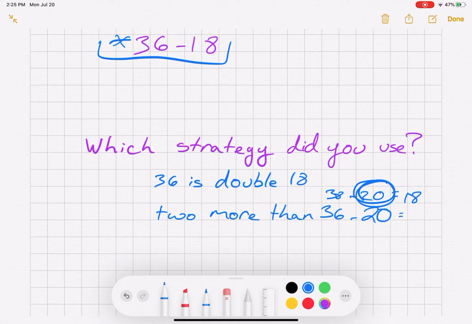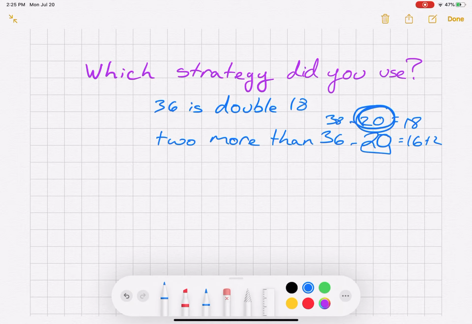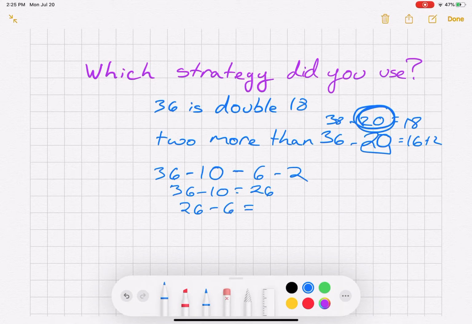Or I could have gone 16 plus 2, and put the 2 back in, because I've added 2 to here, so I've taken 2 extras away. There is also this. I can have 36, and then break 18 down into minus 10 first, then minus 6, and then minus 2. So 36 minus 10 equals 26. 26 minus 6 equals 20. And then 20 minus 2 equals 18.